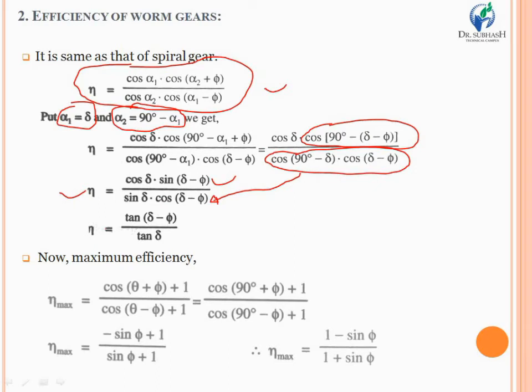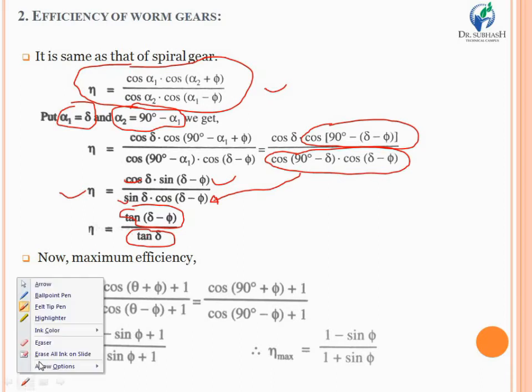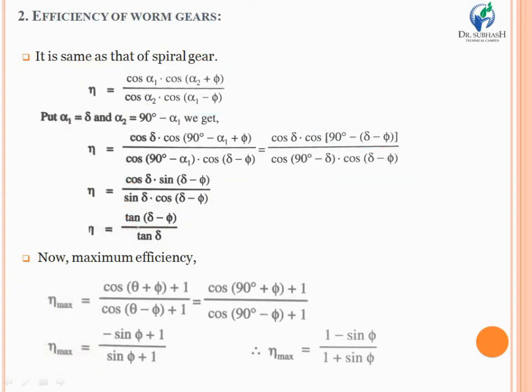Now further simplification will give us the sin upon cos relation, which converts into tan delta upon tan(delta plus phi), whereas sin upon cos gives us the relation for tan delta. So this is the general efficiency equation for worm gears. We have used the efficiency equation for spiral gear, replaced the shaft angles alpha 1 and alpha 2, then used the trigonometric relation, and simplifying that relation, ultimately we have the efficiency for worm gears as tan delta upon tan(delta plus phi).